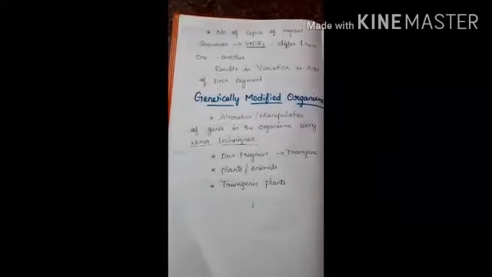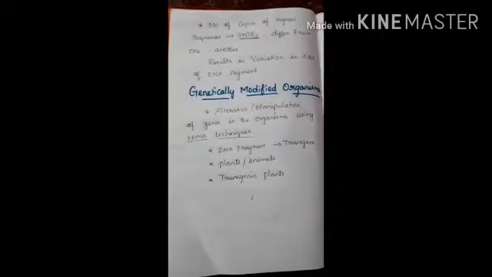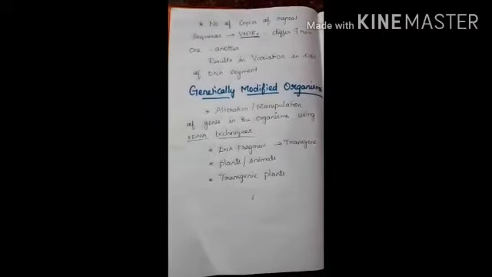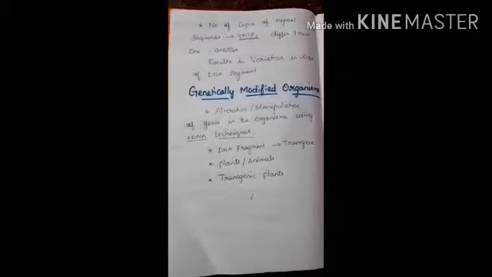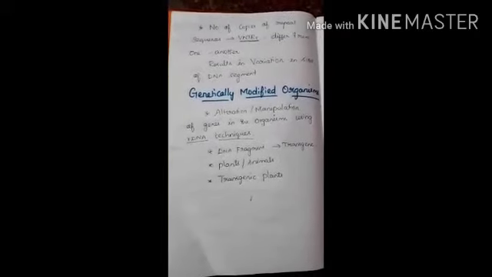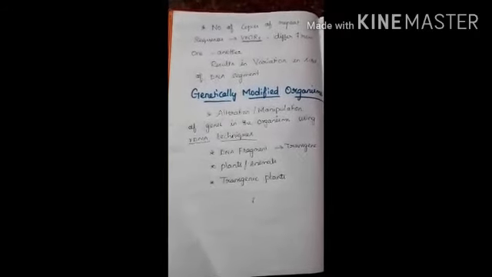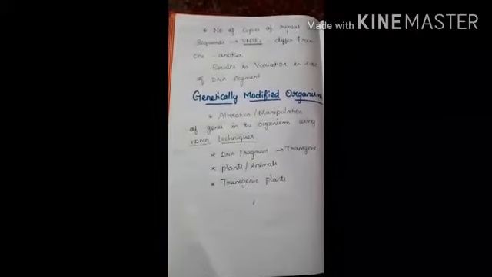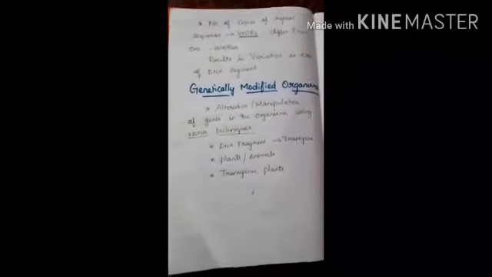Similarly, transgenic animals are also used to produce medicinally important proteins at low cost and to improve quality. Some examples are given to you. So what are all the examples? These are the examples.